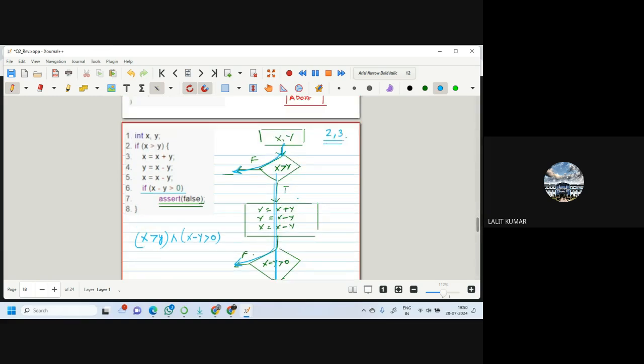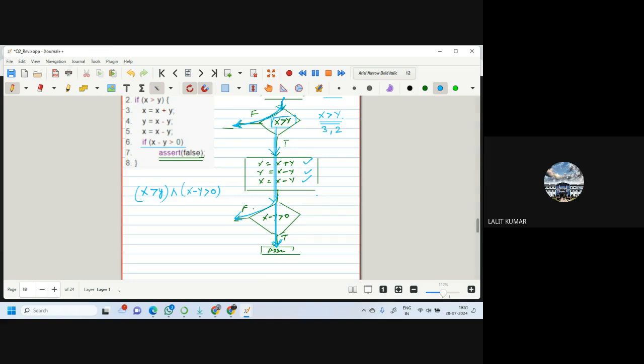So here 2, 3 will make the condition false. So this path it covers. But here it knows that it is a predicate. So it generates a value for x greater than y, so that it can see this path also. So here again it will take, for example, 3, 2. It comes here, does these calculations. Now it sees here x minus y is equal to 0, for example.